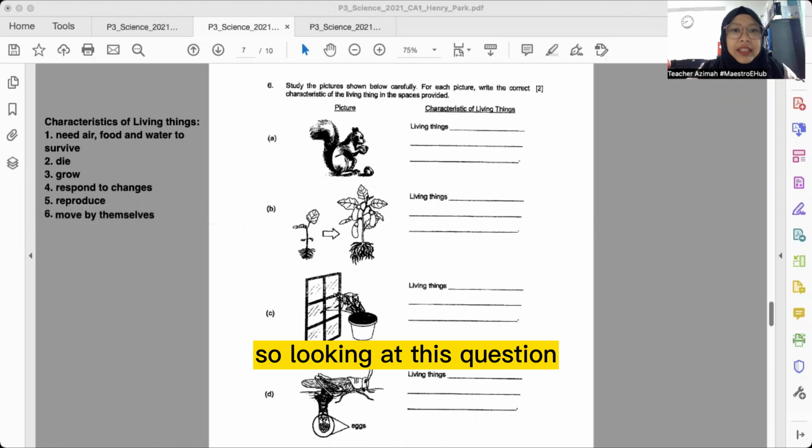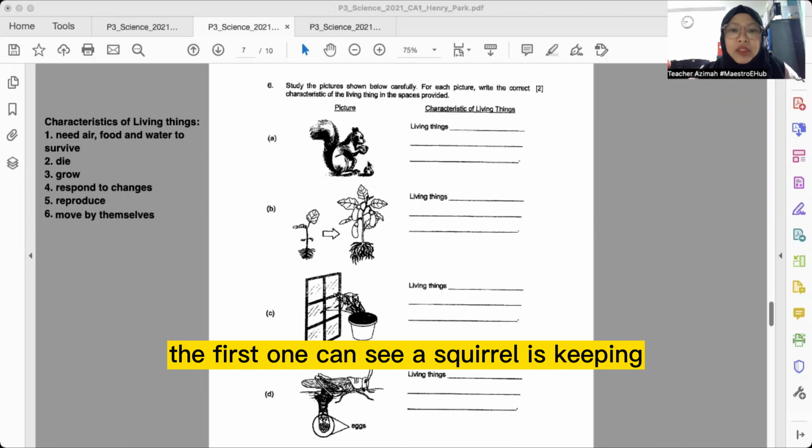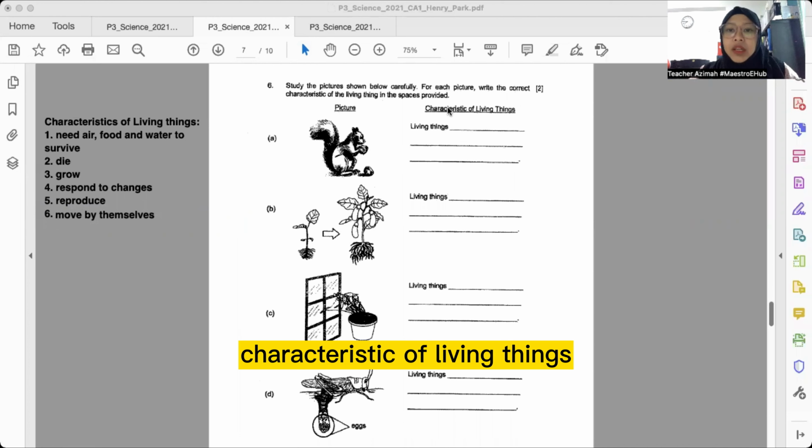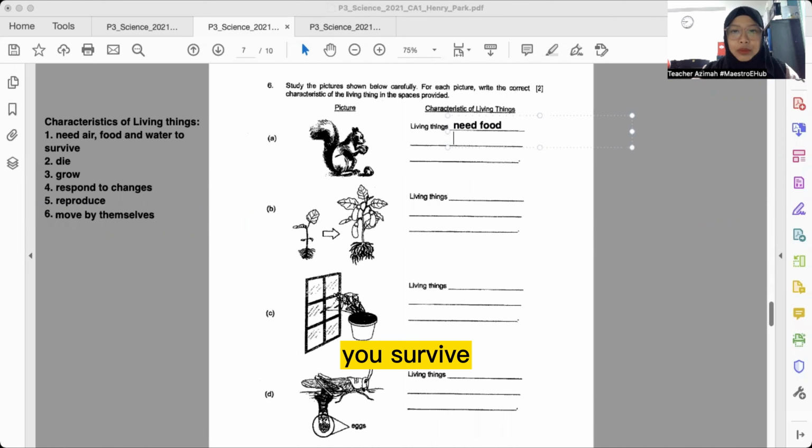So looking at this question, the first one, you can see a squirrel is eating. So what do we need to include here? Characteristic of living things. We have all the options here. So living things need food to survive.